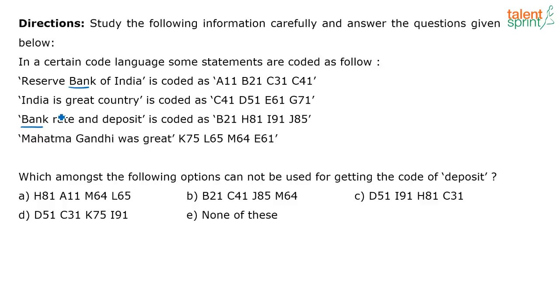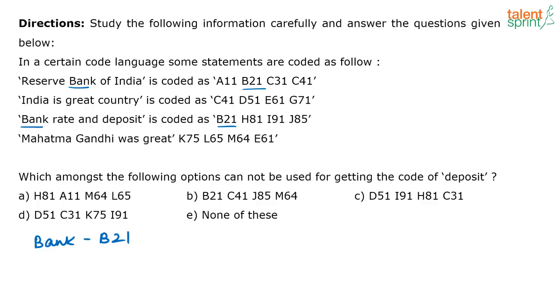Okay, so here the word bank is common in these two statements. B21 is common in the first and third statement. So I can say that the code for bank is B21. Then what else is given? Rate and deposit. Where is rate? Is there somewhere? No.